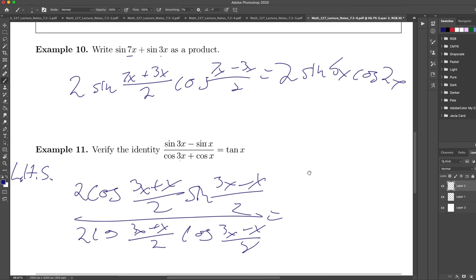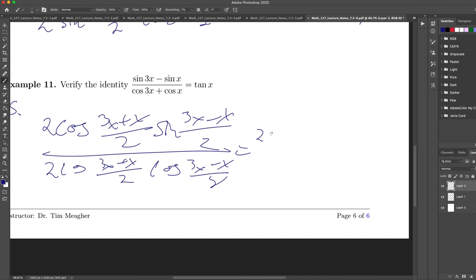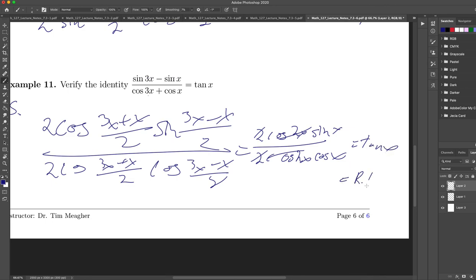We don't need those, so I can zoom on in. So this is 2 cosine of 4x over 2, so it'll just be 2x. Sine of 2x over 2, so this would be x, over cosine of 4x over 2, so this is just again cosine of 2x, and then this would be cosine of 2x over 2, so it'll just be cosine of x. Here we have the 2's, these cancel, cosine 2x cancel, so I have sine over cosine, which is tangent of x, which is equal to my right hand side.